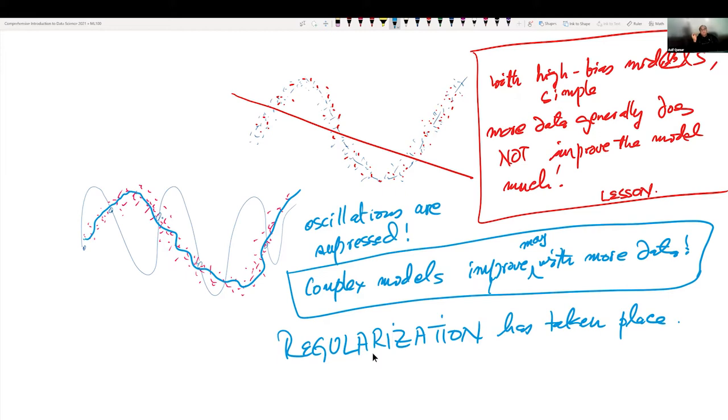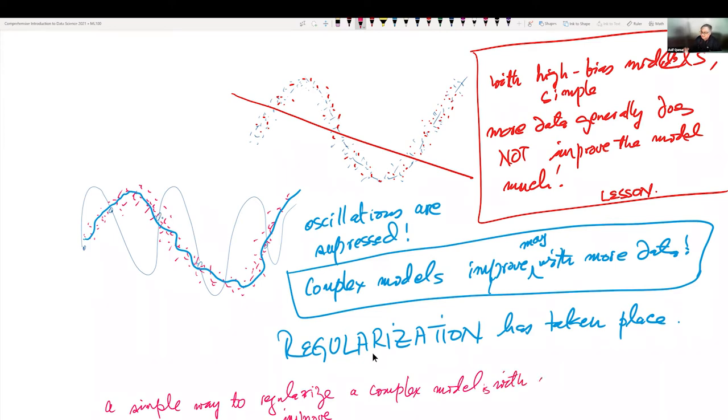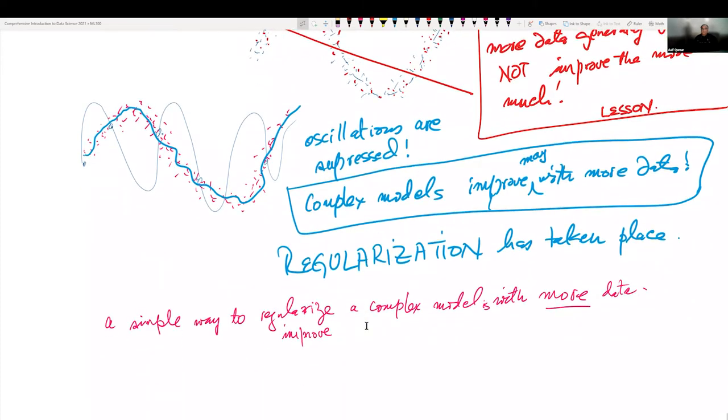So a lesson we learned from that: a simple way to regularize a complex model, and as you can see, when you regularize, you improve it, is with more data. So more data is a method of regularization. It's a regularization method, our first lesson. But we are going to learn more interesting regularization methods today. Now, before I go there, I'll mention one thing.